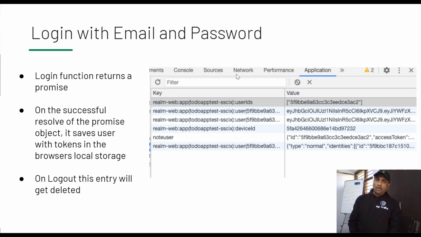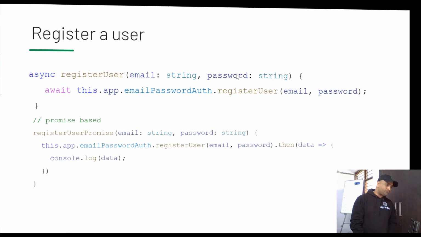All right, so when you log in with email and password, it returns a promise, and on successful resolve of the promise object, it saves the user with tokens in the browser local storage, something like what you see on your screen. And on logout, this information would get deleted. And we'll see that in the demo as well.